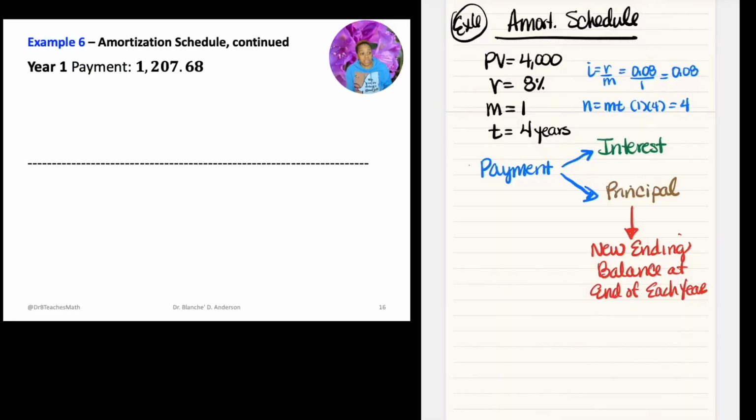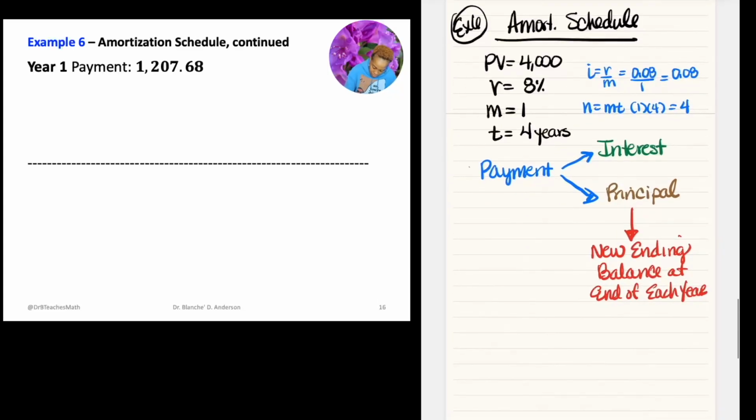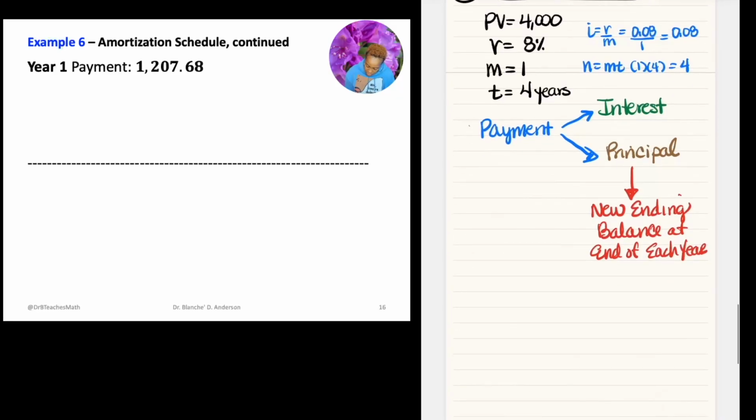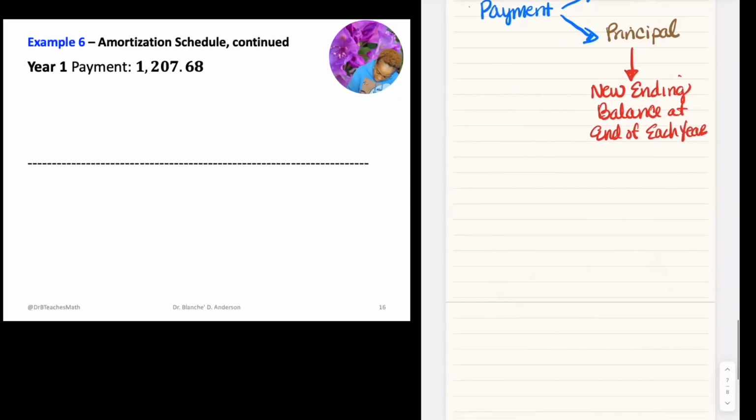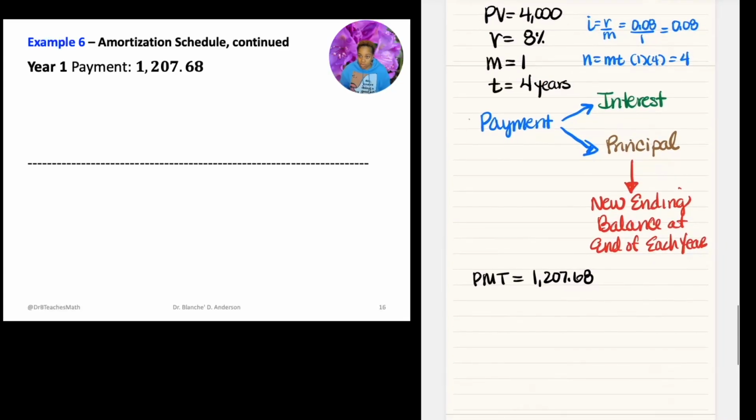So let's take a look at year 1. In year 1, you make a payment, right? Let me write this down because I don't want to lose it. So I'm going to scroll this down, right? Your payment is always $1,207.68, okay? Your payment is always $1,207.68. You're going to make a payment in the first year.